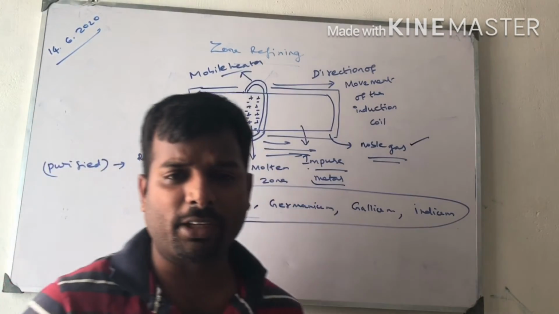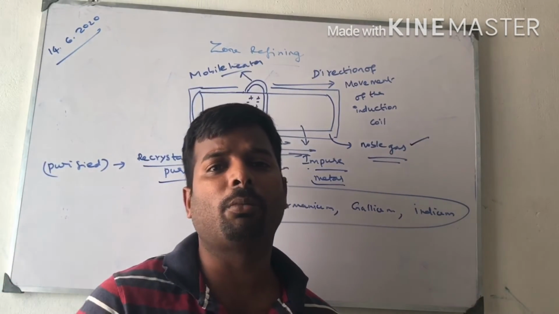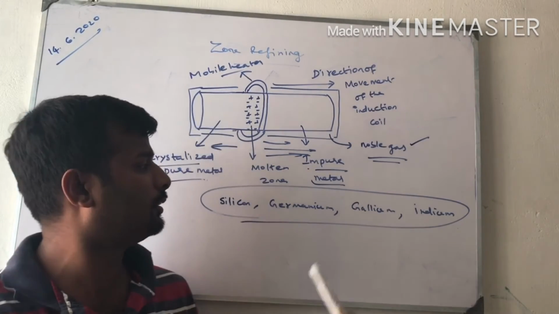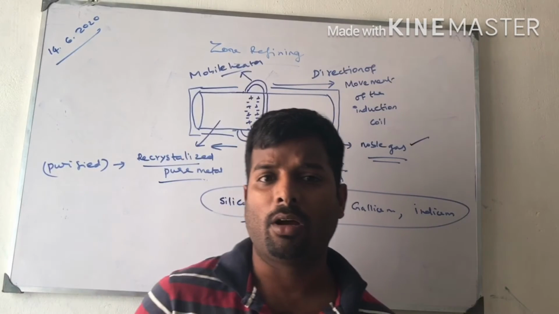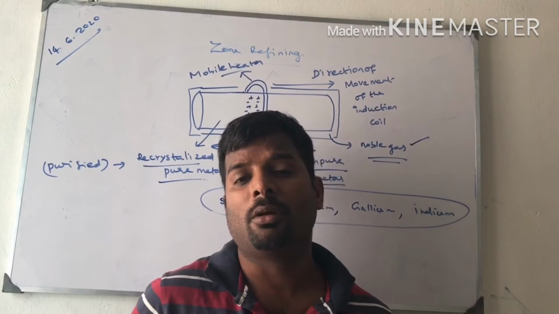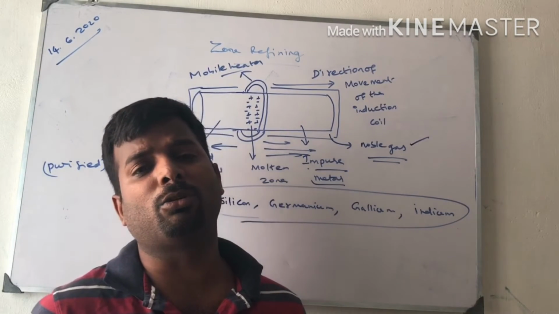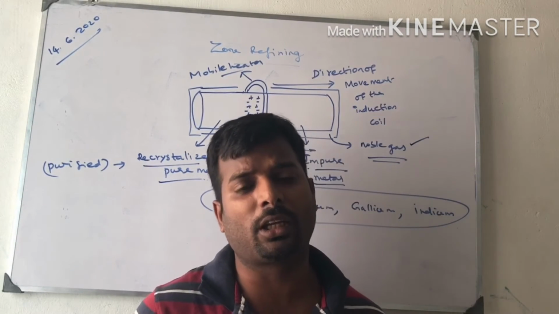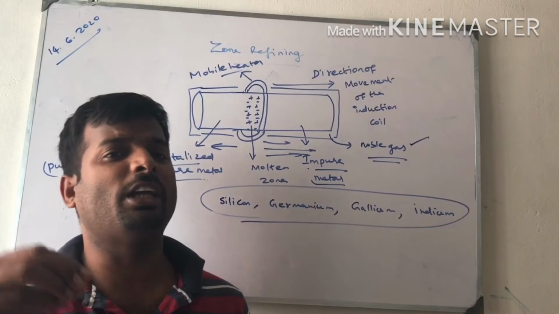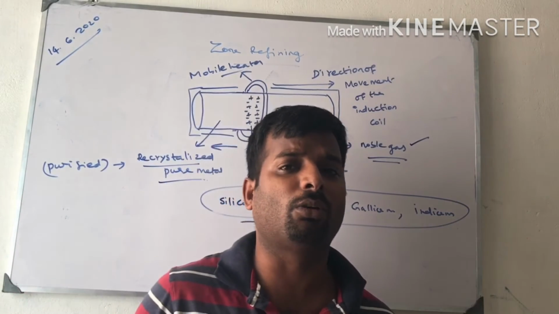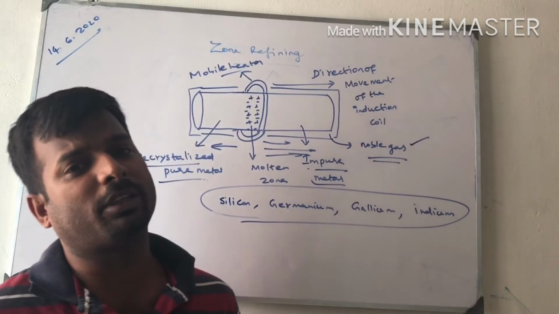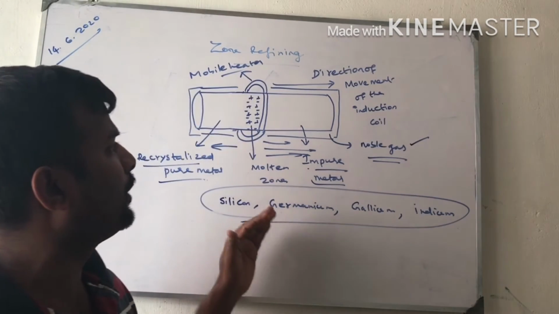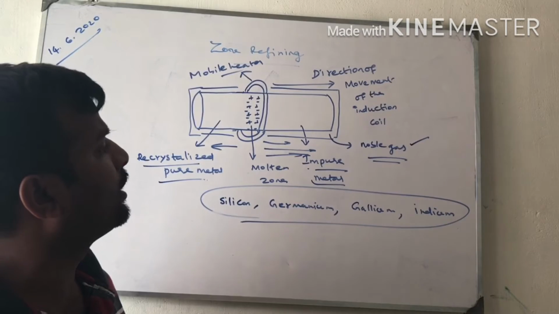In this way we can separate the impurities from silicon, germanium, gallium, indium. This is very important because nowadays silicon is used in the IT department, computers, highly sophisticated instruments. ICs, integrated circuits and memory are all made of silicon. So silicon is a very important element. That's why we use the zone refining method.